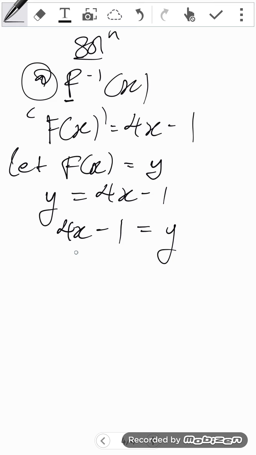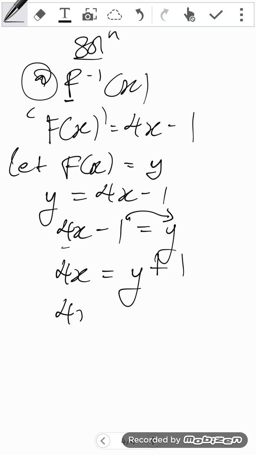So now, with the flipped version, let's find the value of x. To find the value of x, we have to isolate x by causing the negative 1 here to cross the equal sign. Remember that anything that crosses the equal sign has to change its sign, from negative to positive and from positive to negative. So you'll have 4x here being equal to y, and if the negative 1 crosses, you'll have a plus 1. Now here you have 4x being equal to y plus 1.